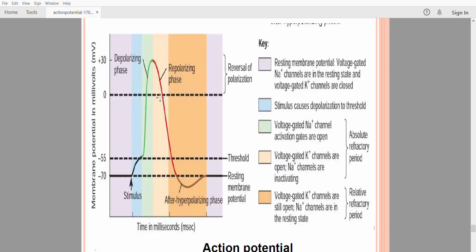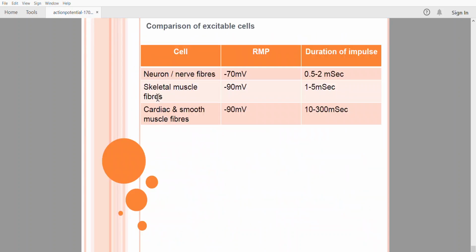Okay, this is one more recollection of what we have read. This is minus 70 millivolts for the nerve cell, and minus 90 millivolts for skeletal and cardiac muscles. Their duration is in milliseconds. Okay, thank you.